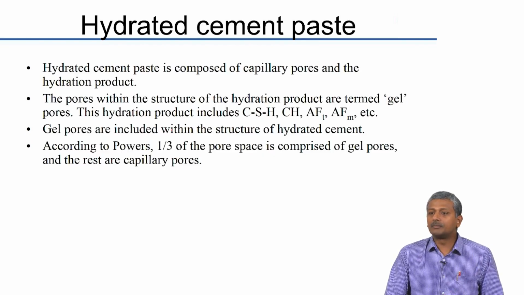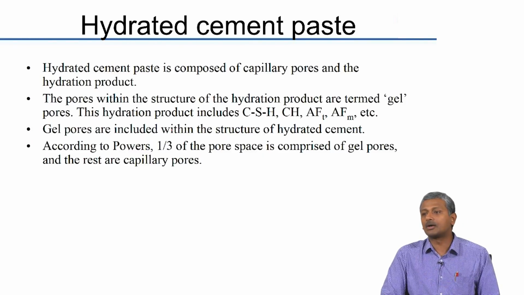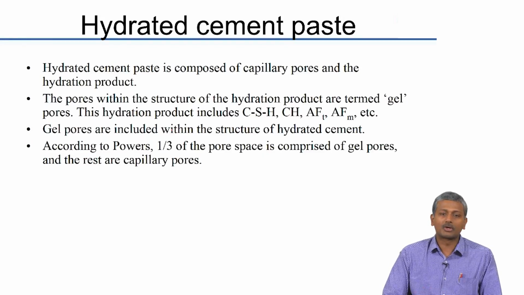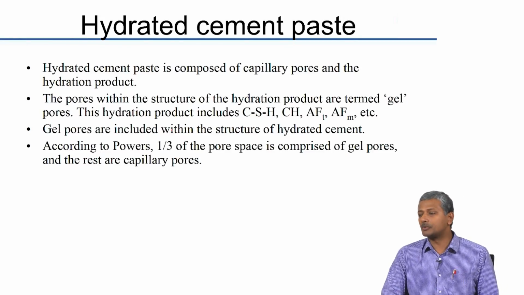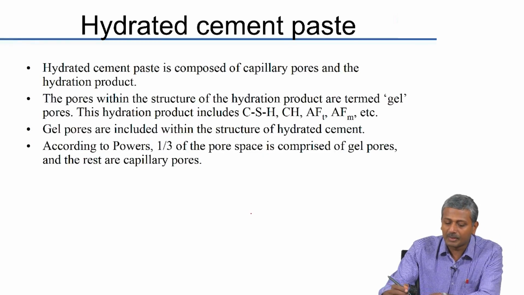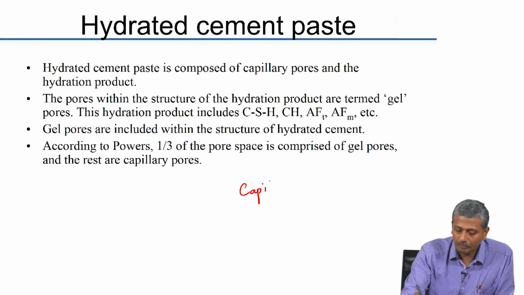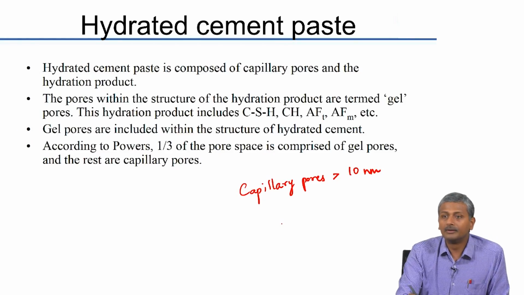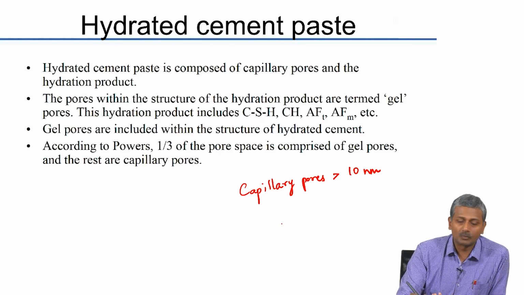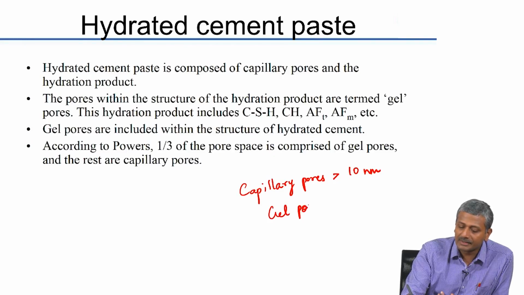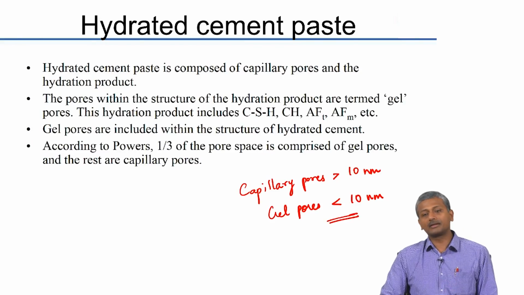Of course, if the pores are small enough that they are within the structure of the CSH, then they are called gel pores. If the pores are exterior to the structure of the CSH, they are called capillary pores. Larger pores are called capillary pores and smaller ones are called gel pores. The general distinction is that capillary pores are typically greater than 10 nanometer in size, okay, or always greater than 10 nanometer in size, whereas gel pores are less than 10 nanometers. So that is generally acceptable as a distinction between capillary porosity and gel porosity.